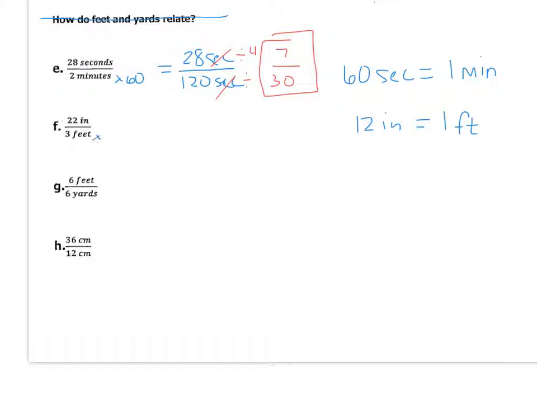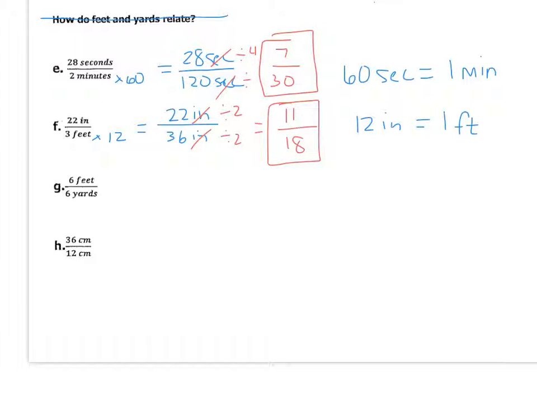So what I could do is multiply this by 12, and I would get 36 inches on the bottom, and I would keep my 22 inches on the top. So then the next thing I have to do is cancel out my units because they match, and see what I can divide 22 and 36 by. And these are both divisible by 2. 22 divided by 2 is 11, and 36 divided by 2 is 18. So that simplifies to 11 over 18.